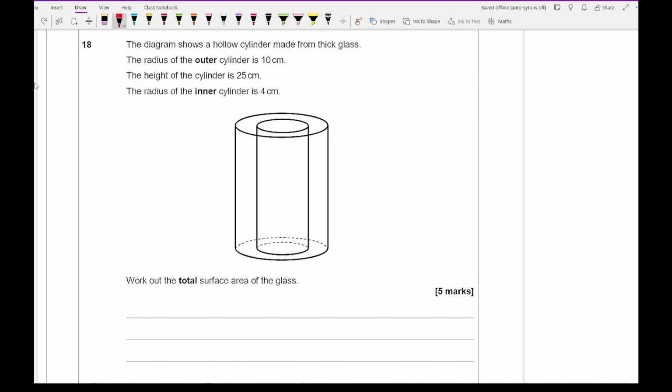Now the total surface area is the total wrapping of this particular hollow cylinder. Now for this, what you need to do is count how many parts we've got. Now actually there are going to be 4 parts that we need to be working out. Now the first part is this top bit here. Now, if you imagine it's a toilet roll, so this is the top of the toilet roll, and we've also got the base of the toilet roll.